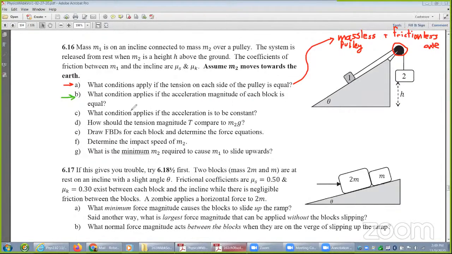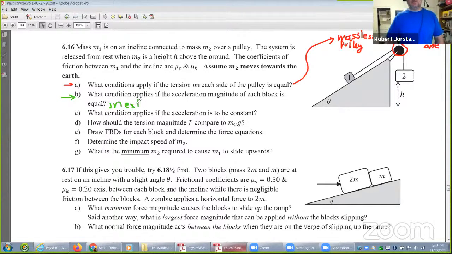A massless string. Nope, the inextensible string. Yeah, non-stretchy string. So, inextensible string. Gee, what do you think part C is? Oops, I forgot an N. What do you think part C is?